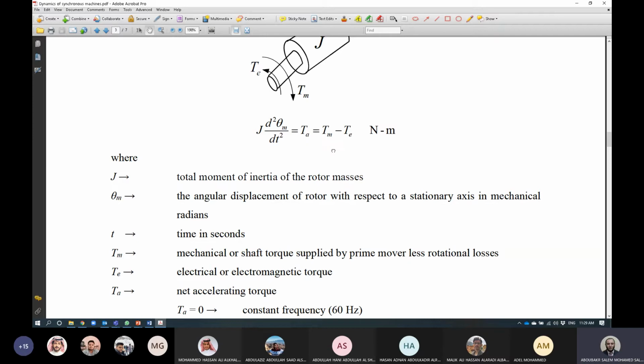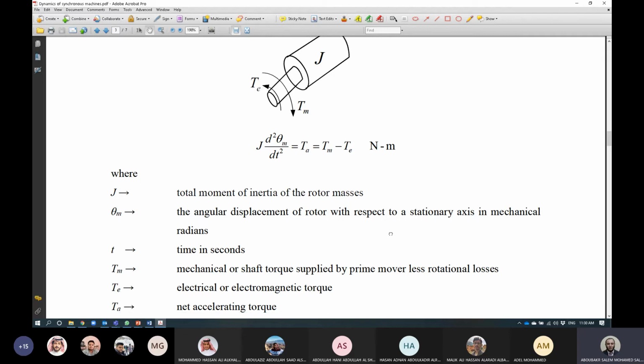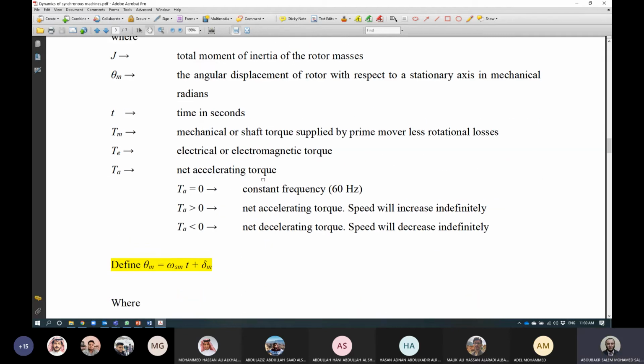Starting from here, you know the dynamic equation, which is T mechanical minus T electrical equals J d omega by dt, or J d square theta by dt square, where J is the moment of inertia of the machine, Te is the electrical torque, Tm is the mechanical torque, and theta is the angular displacement of the rotor. Mechanical angular displacement, of course, compared to the stationary axis of the stator. And of course, t is time and so on.